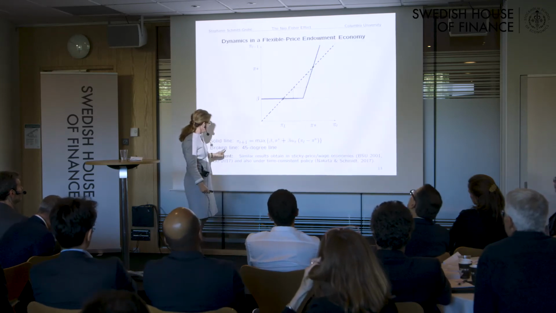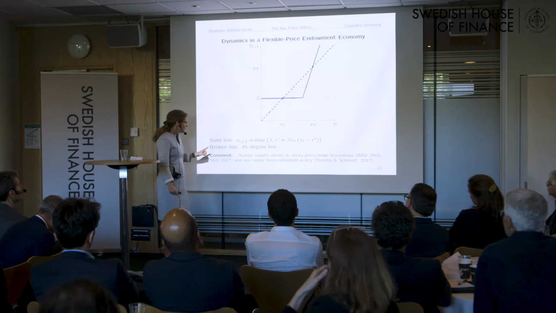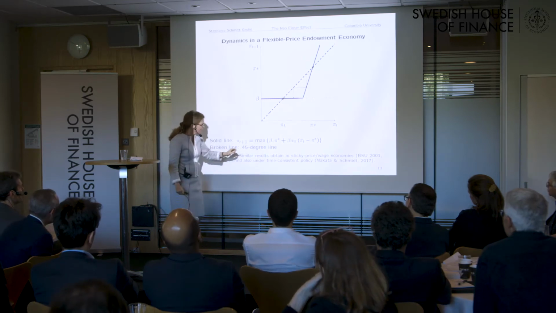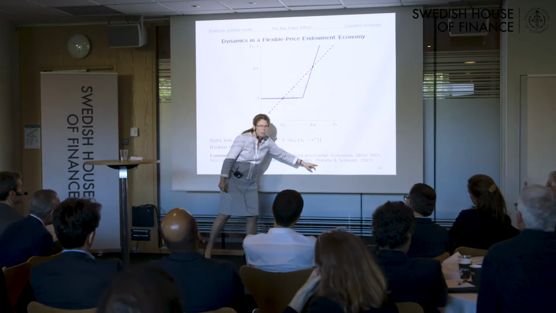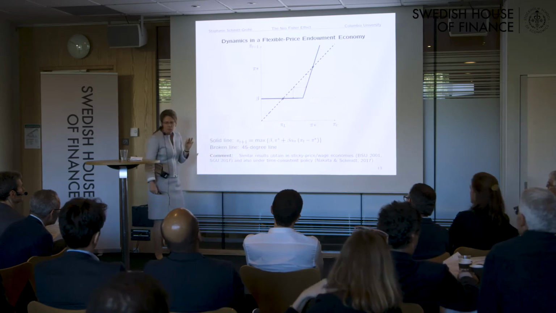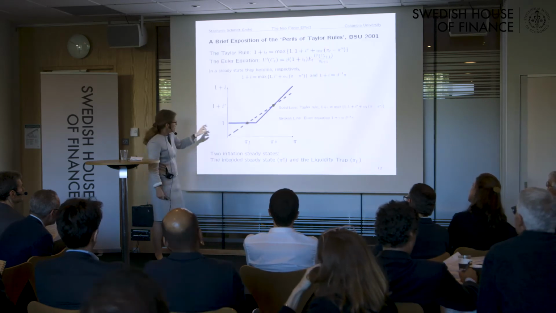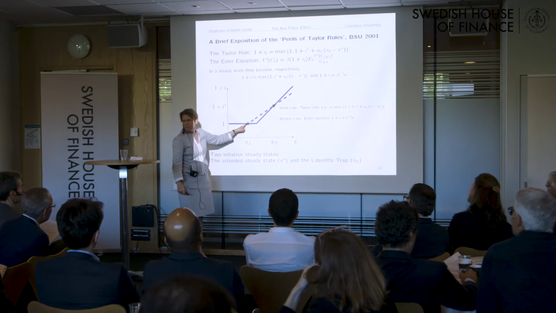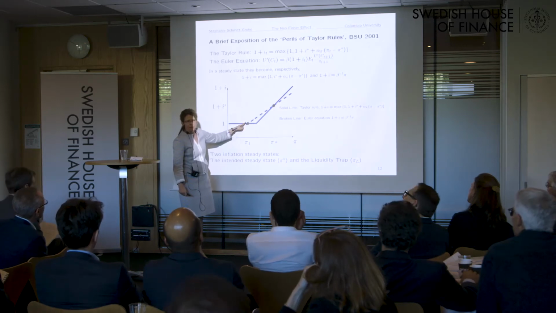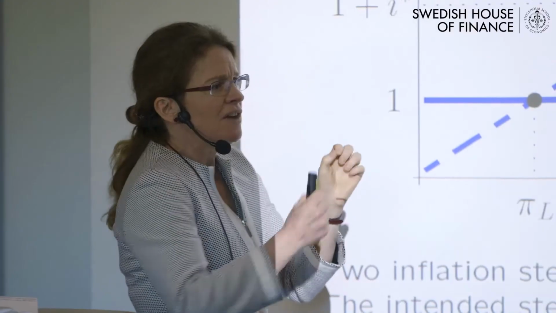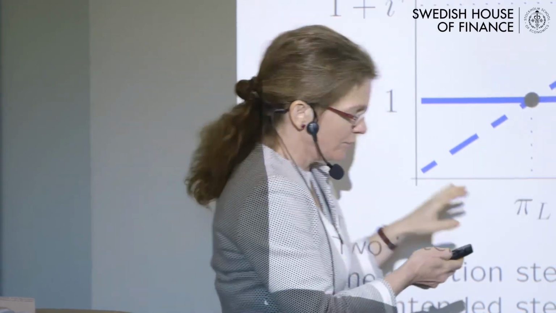Just one comment, the perils of Taylor rules are not just the perils of Taylor rules. There's a nice paper by Nakata and Schmitt, which says even if you do optimal discretionary policy, you always have this multiplicity. You can also be in the liquidity trap. So this is not just very specific to this particular rule.